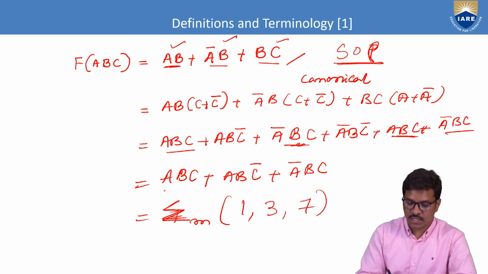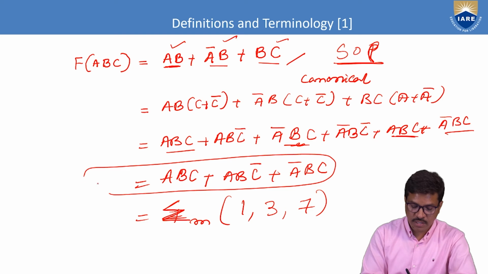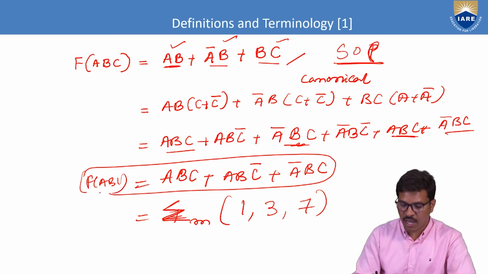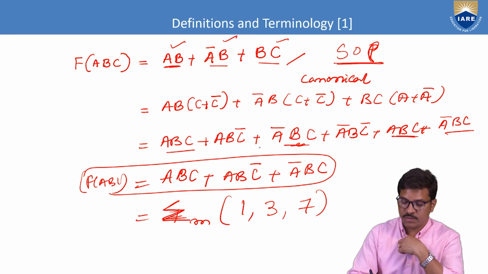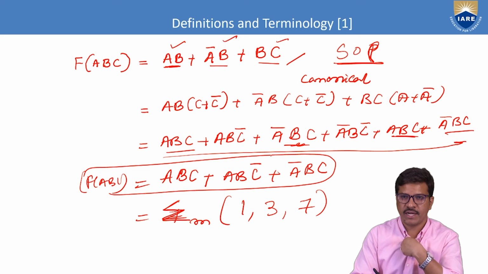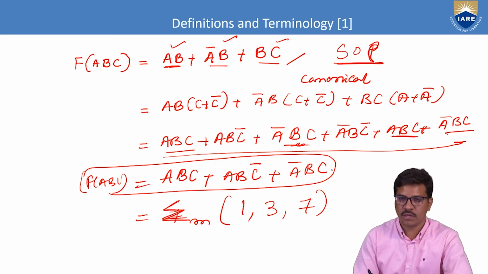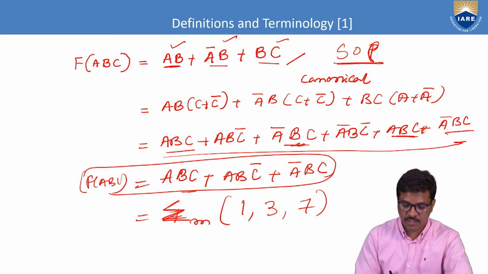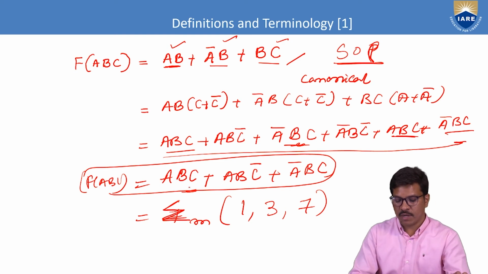So this is nothing but the standard form of a Boolean function. Each term has 3 variables. This is basically the canonical standard form, and there is also some redundancy, so we have to reduce that redundancy. We will get the final standard form: ABC plus ABC bar plus A bar BC.